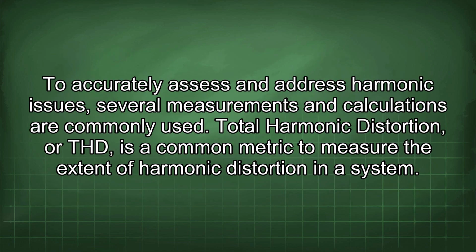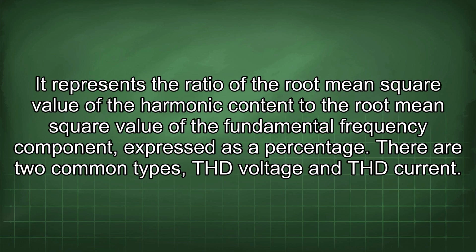To accurately assess and address harmonic issues, several measurements and calculations are commonly used. Total harmonic distortion, or THD, is a common metric to measure the extent of harmonic distortion in a system. It represents the ratio of the root mean square value of the harmonic content to the root mean square value of the fundamental frequency component, expressed as a percentage. There are two common types, THD voltage and THD current.